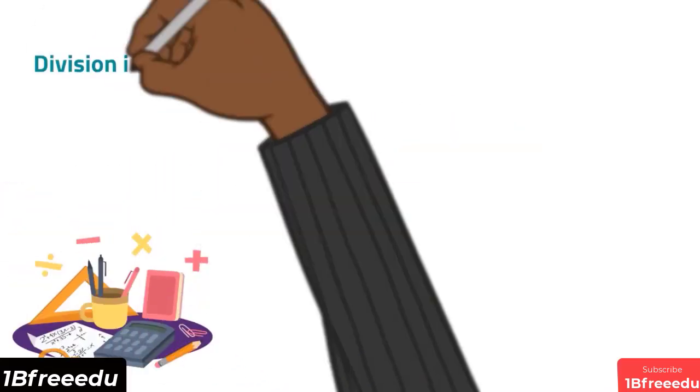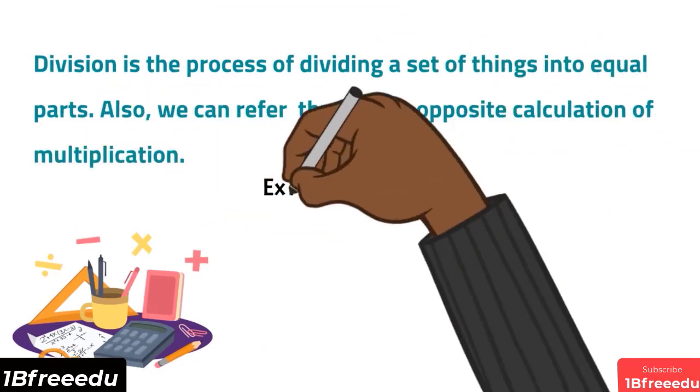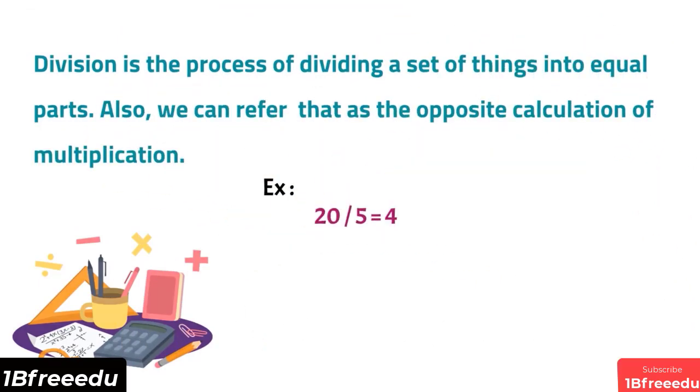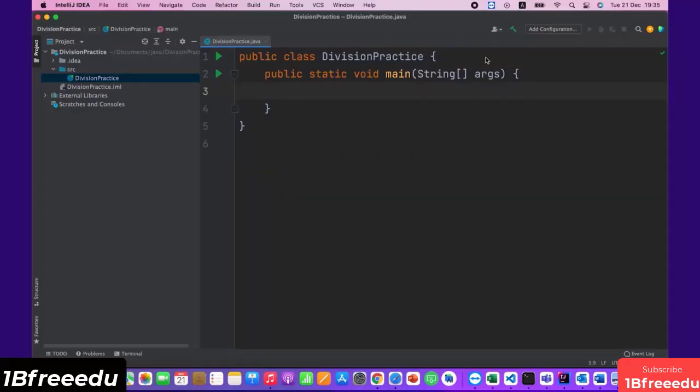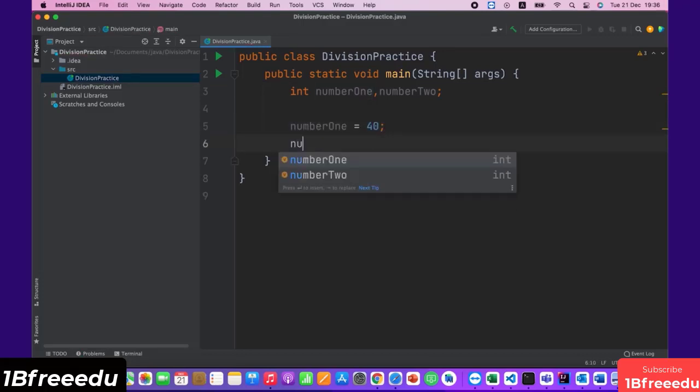Division is the process of dividing a set of things into equal parts. Also, we can refer to that as the opposite calculation of multiplication. Here, I am going to show you how to demonstrate division in Java. To do that, I declare two int variables as previous and name them as number 1 and number 2. Then I assign value 40 to number 1 variable and assign value 10 to number 2 variable.